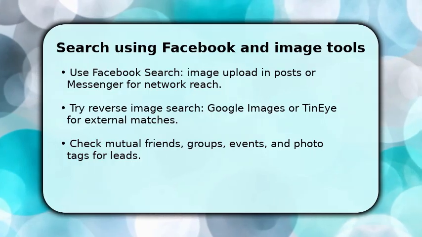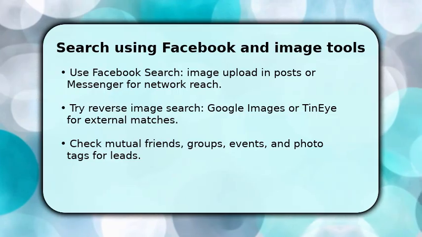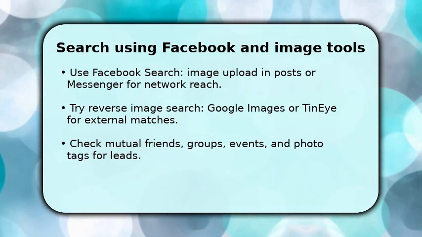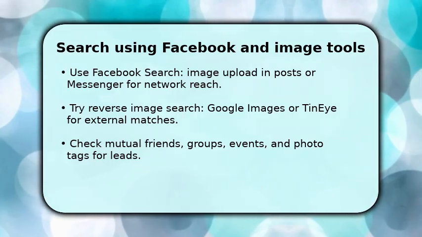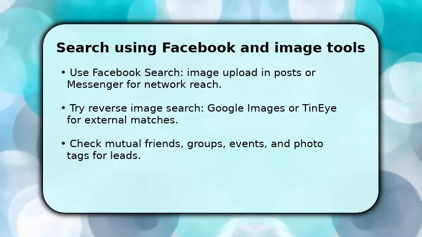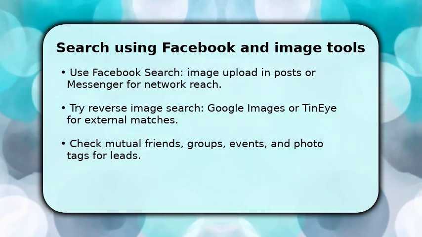Then you should run a reverse image search on Google Images or TinEye to find identical or similar photos elsewhere. These show other profiles or web pages. Also inspect mutual friends, group posts, and event galleries on Facebook where the photo might be tagged. Combining social and web results increases your chance of a correct match.